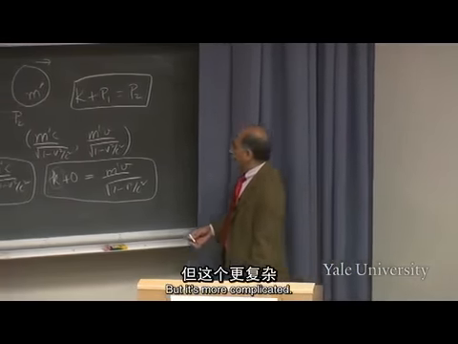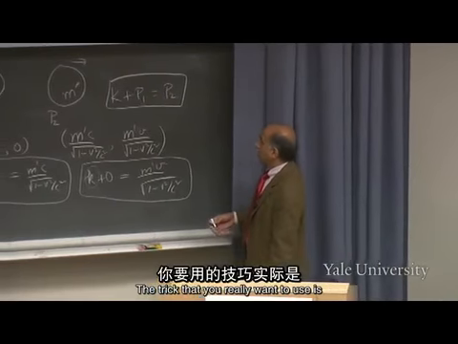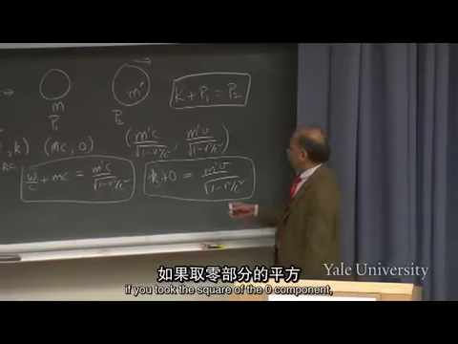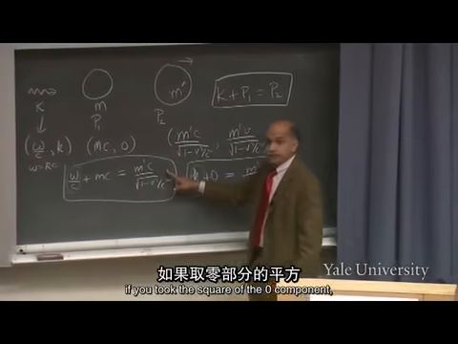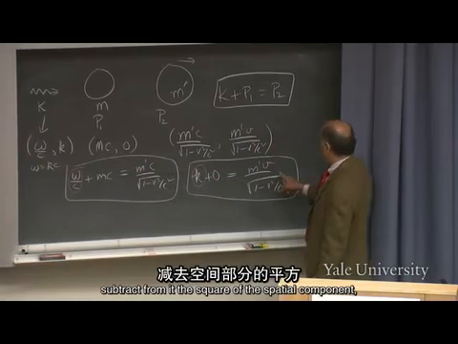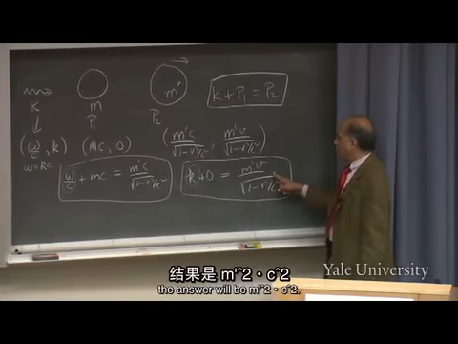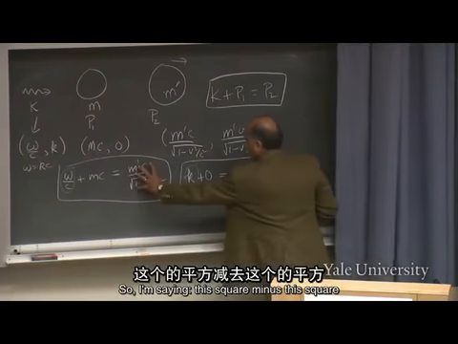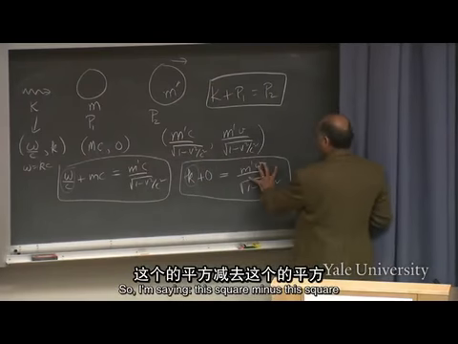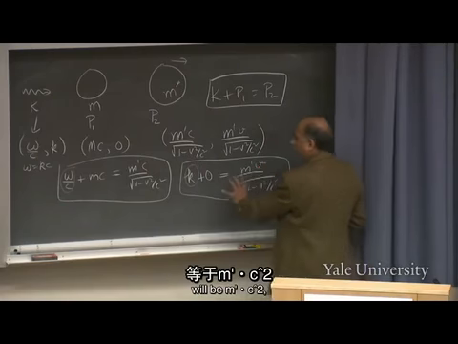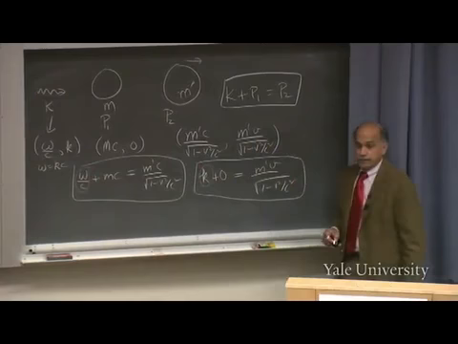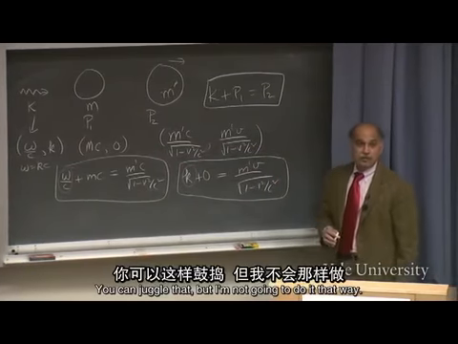It's more complicated. The trick that you really want to use is the fact that for any particle, if you took the square of the zeroth component, subtract from it the square of the spatial component, the answer will be m prime square c square. So I'm saying this square minus this square will be m prime square c square, and that you get by taking the square of this minus the square of this. You can juggle that, but I'm not going to do it that way.